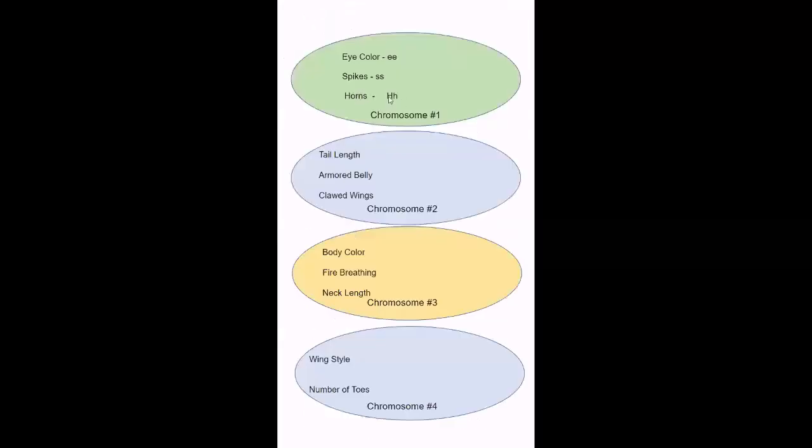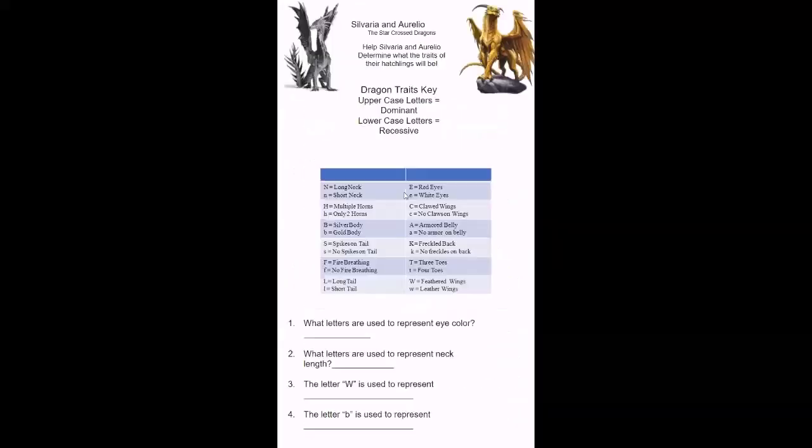And horns, big H, little h. Go into the key. What does that mean? She has one of each, big H and little h. So multiple horns, big H, is dominant. Little h, only two horns, is recessive. So what does she have expressed from big H and little h? Yeah, she's going to have multiple horns because multiple horns is dominant.